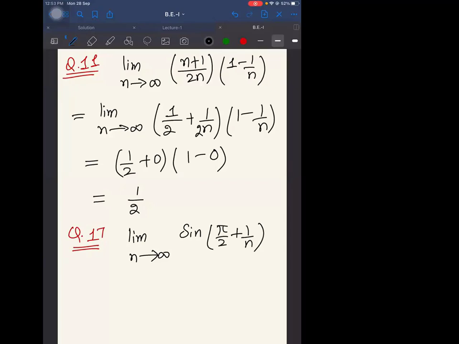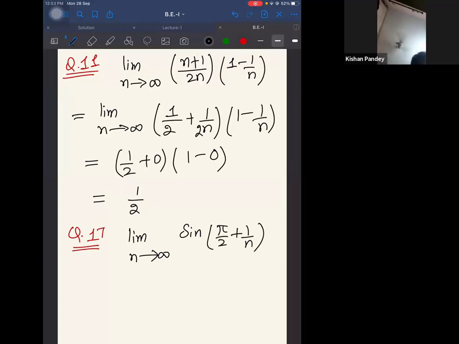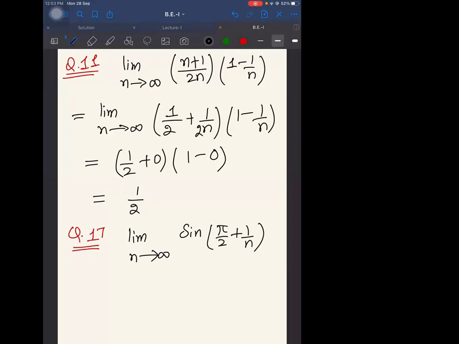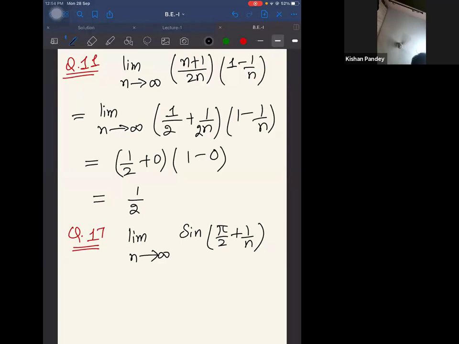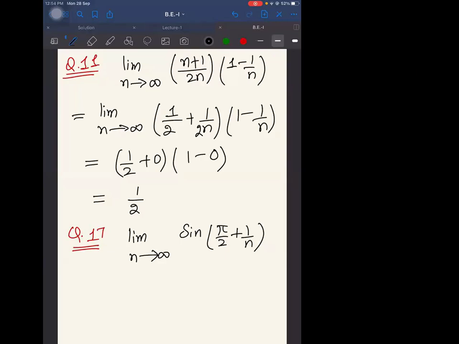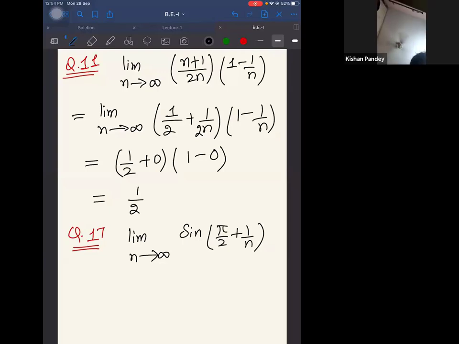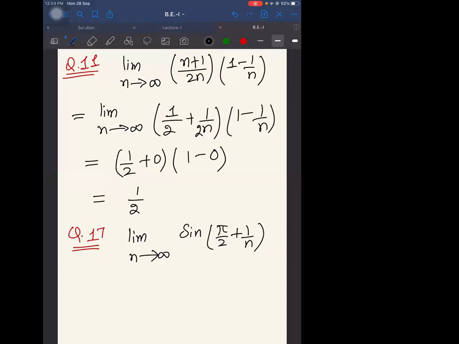So how are you going to do it? Simply by putting the value of n in, and then we get sine pi by 2, that's 1. Yes, but there is a point that must be told to you. Actually what you're doing is taking that limit inside the sine function, and then you are putting it in. But this may not hold every time. So when it will be true, I'm going to discuss the scenario.